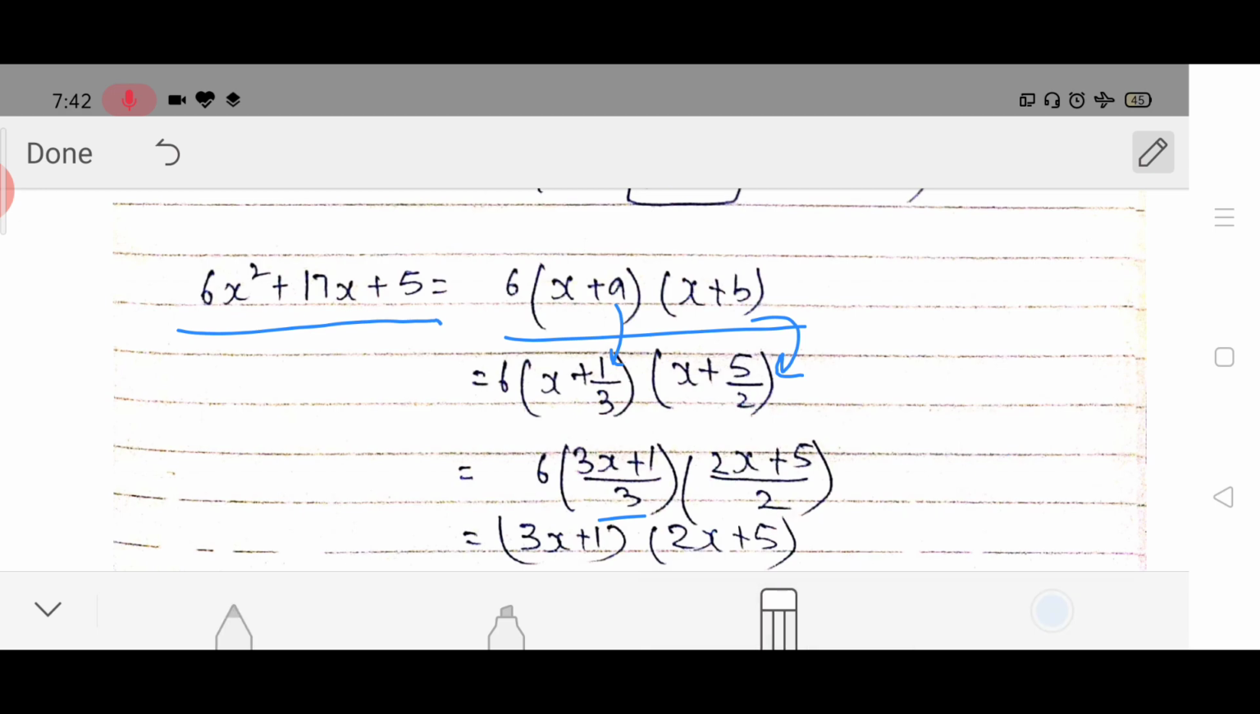So this was our question, only one question. More questions we will be doing in our next class. Till then you are advised to practice more and more questions based on splitting the middle term, and if you are having any doubt you can ask me.